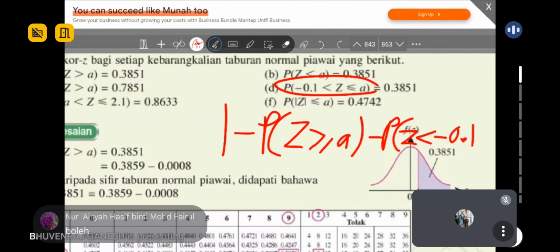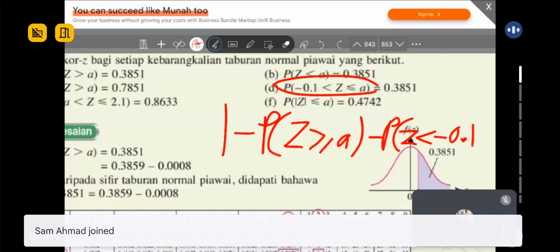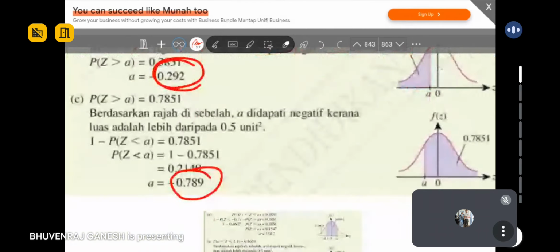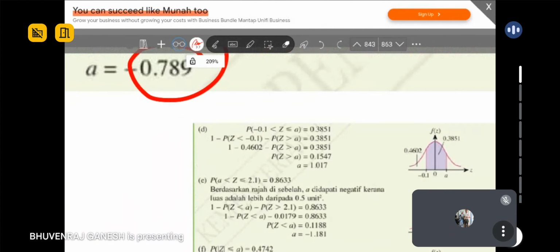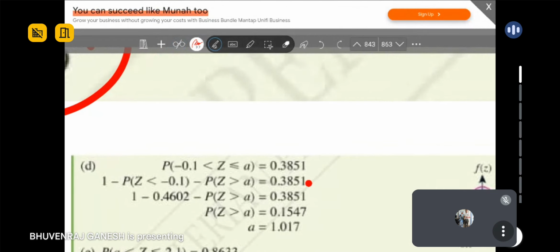Wait, guys, someone opened their mic by mistake. Alright. So now you can solve the equation already. You can use algebra also. So this one is something like this. Can you see, guys? This is the one I wrote just now.